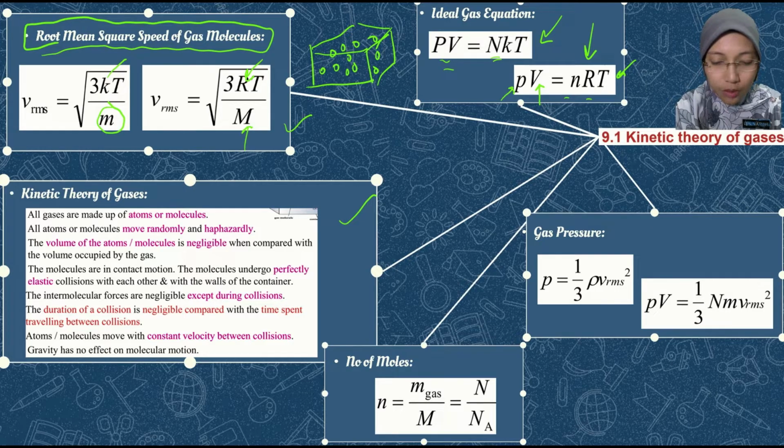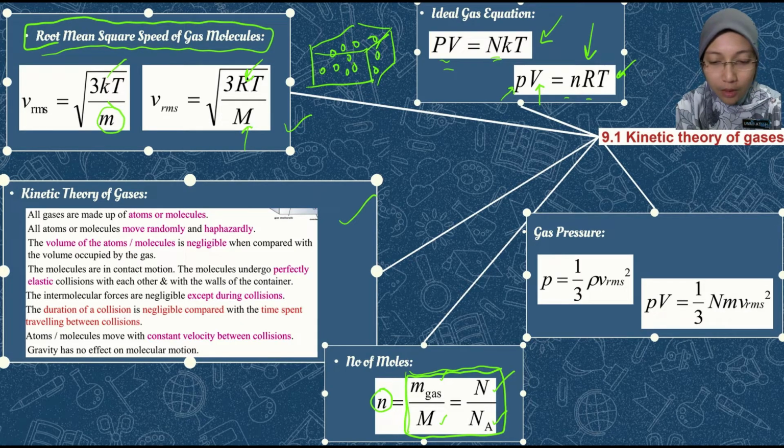Then you will also have the equation for the number of moles, small n. Small n is equal to the mass of gas divided by the molar mass, and it is also equal to the number of gas molecules divided by Avogadro's number, the number of molecules in 1 mole of gas. So from here you can see a relationship between the mass and the number of particles.